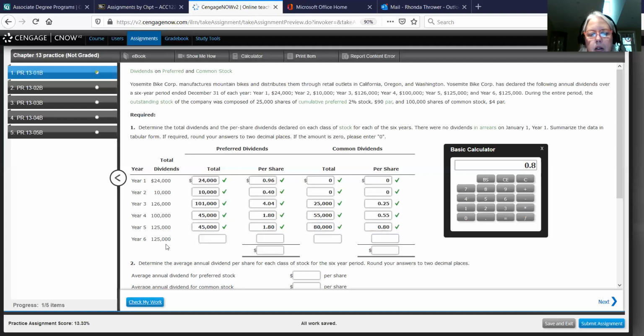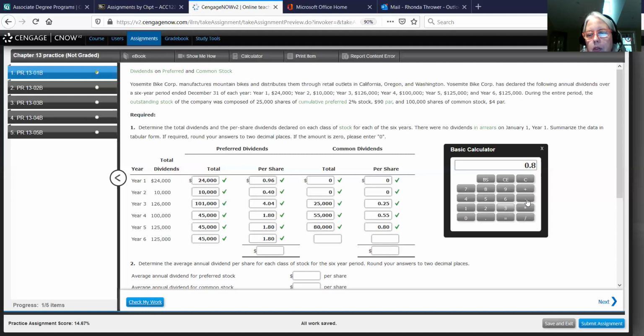In the last year, our company declared $125,000. Our preferred stockholders get paid first. Since there were no dividends in arrears from year 5, we're going to pay our preferred stockholders the $45,000 that is owed to them each year. Again, the per share amount is $1.80. That's 45,000 divided by 25,000.